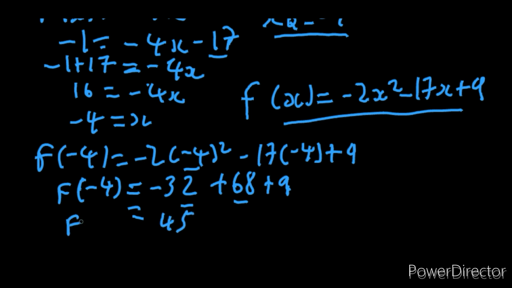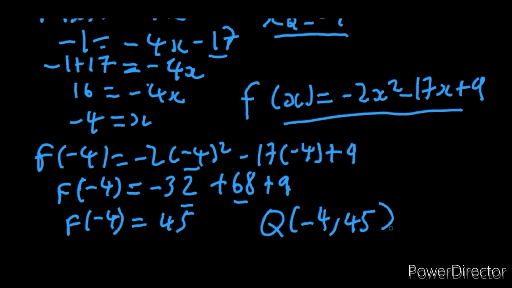So we found the y value when x is equal to negative 4. So we have found the point of contact. Therefore, we can say Q is (negative 4; 45). And there we have it.